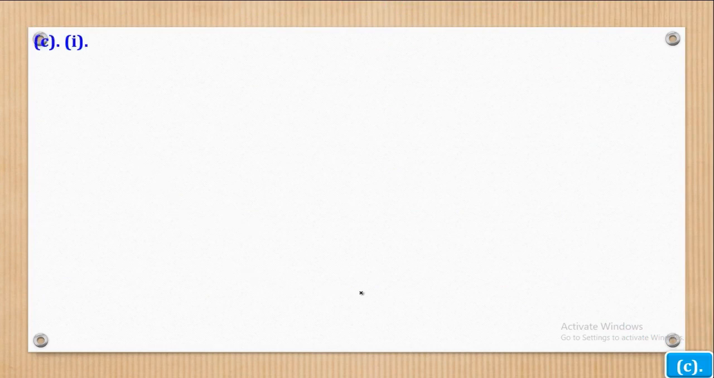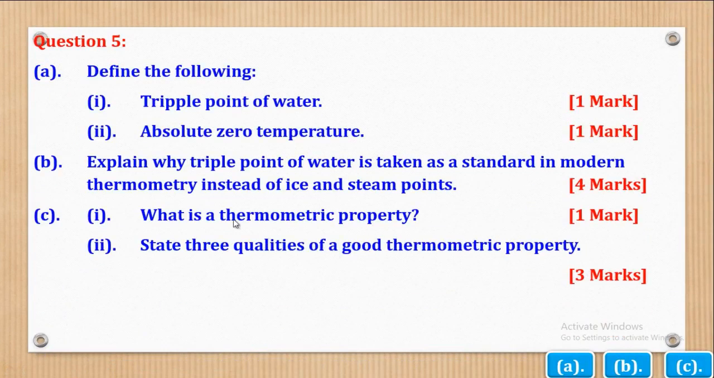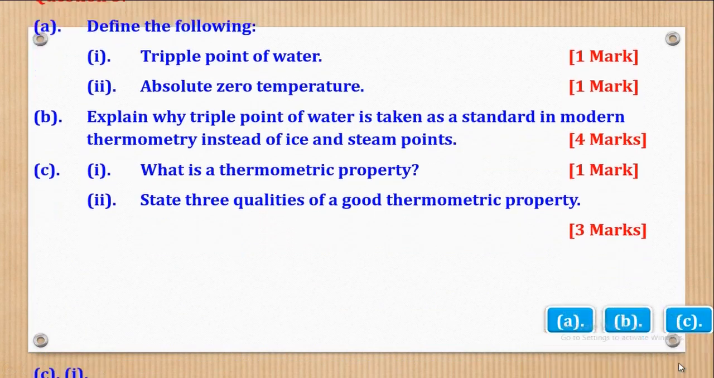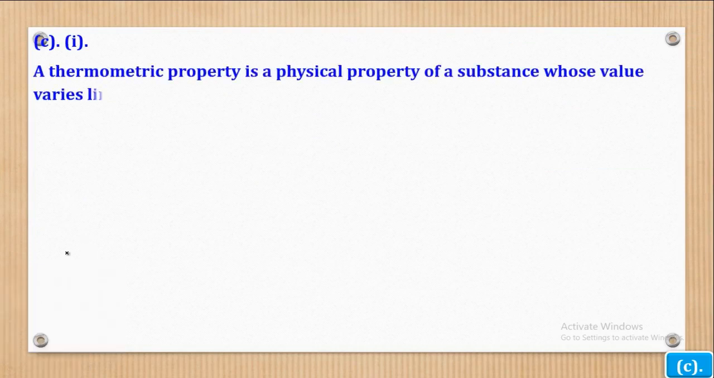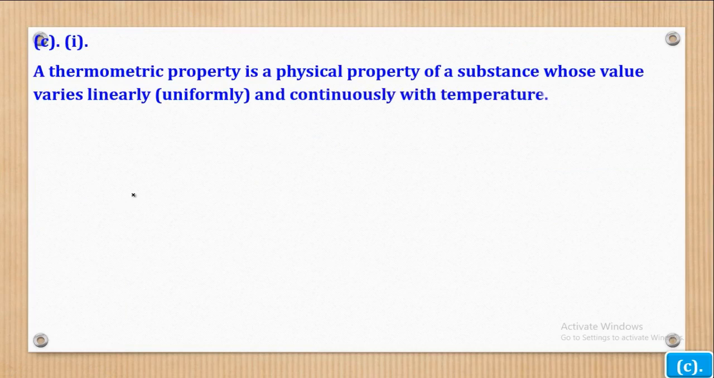So now we shall go to part C, Roman 1. Roman 1 says, what is a thermometric property? So you can answer that a thermometric property is a physical property of a substance whose value varies linearly and continuously with temperature. So now we shall go to Roman 2.